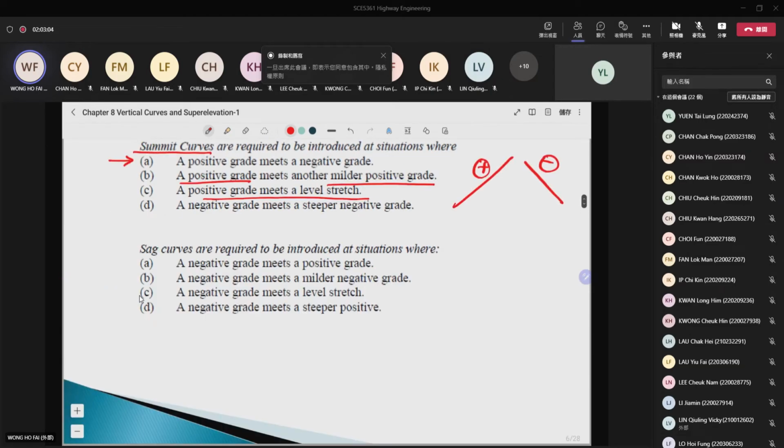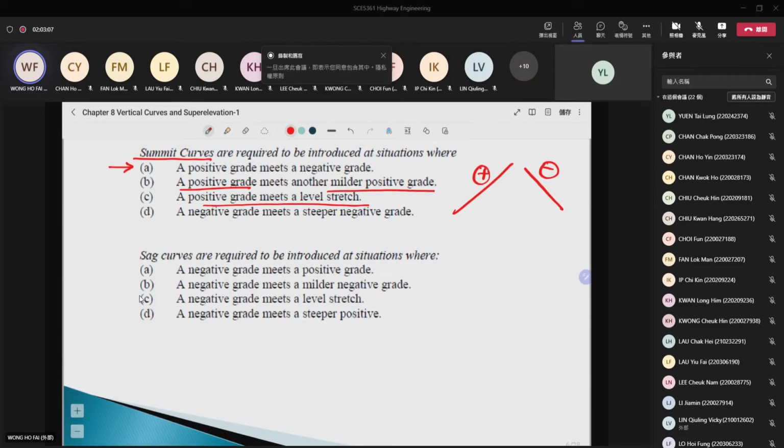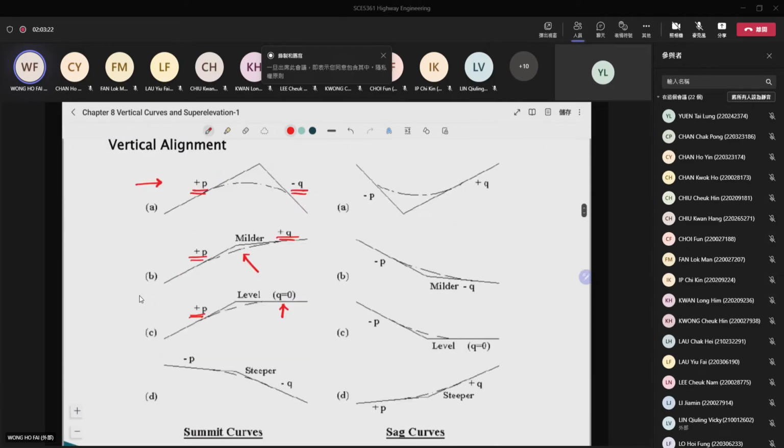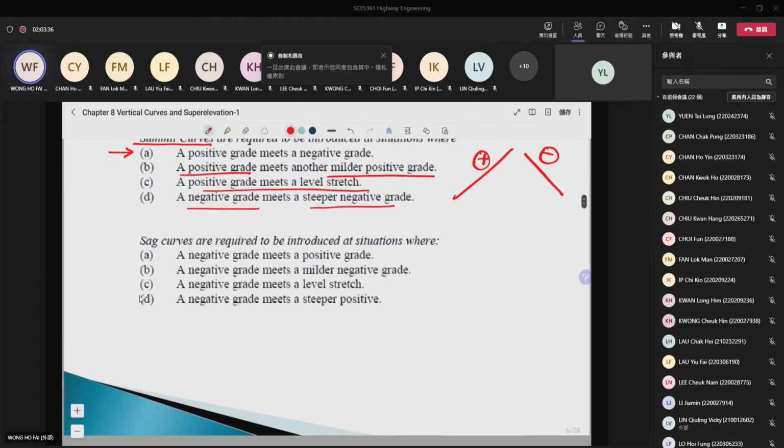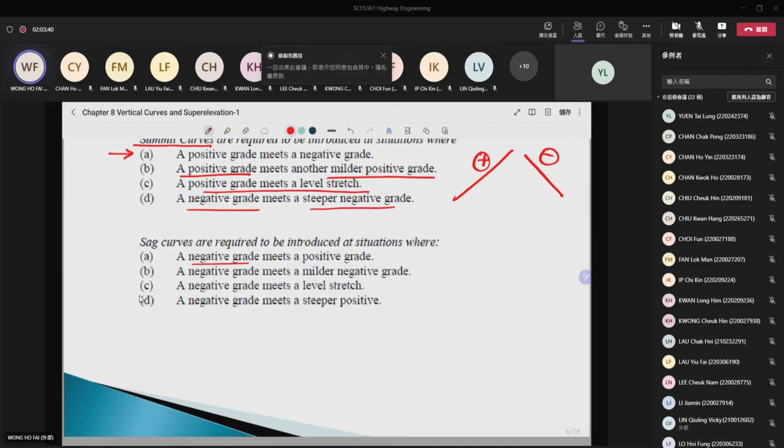And then if both of them are negative, we also have a vertical curve. If it is a negative grade that meets a deeper negative grade, then we will have this kind of correction. You can see that it is negative, and then this one is more negative. Then we have the summit curve again. And for the next one, it is the sag curve. A sag curve is a negative grade meeting a positive grade. This one is negative, and then we read a positive grade, something like that. So it just acts like a sag here. This one is concave, sorry.